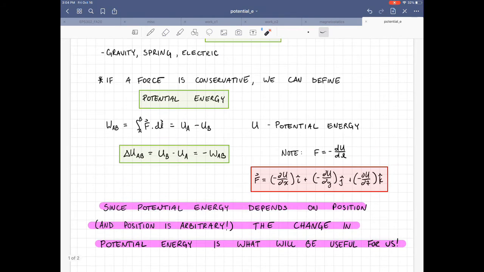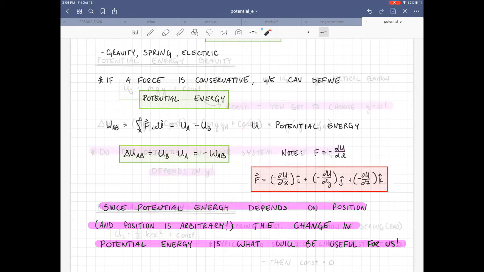So potential energy depends on position, and we've been talking about position early on with motion. Position is arbitrary, right? You get to choose your coordinate system and your origin however you want. Since position is arbitrary, it's actually the change in potential energy that is going to be most useful for us when we look at problems and analyze the changes in energy over the motion of an object.